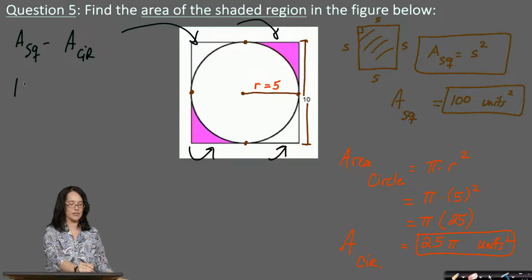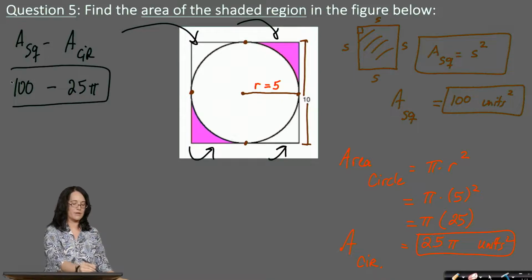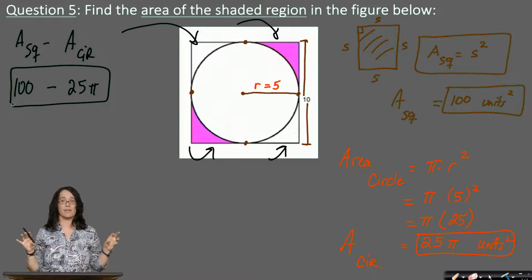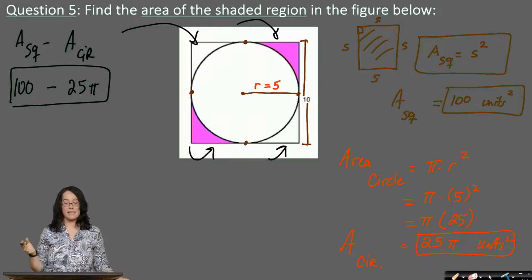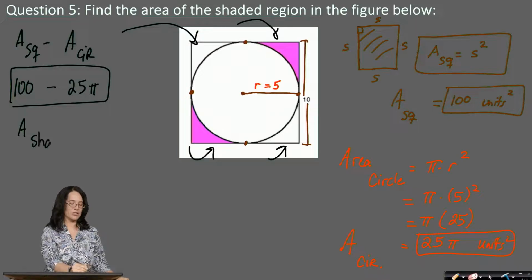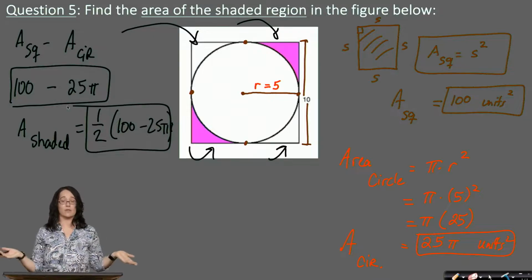So let's do that. We'd have 100 units minus 25 pi. That would be the answer when you add up all 4 of those corner pieces. But since they only want 2 of them, and there are 4 of them, what part of that answer do we want? 2 out of the 4, or 1 out of 2? So we want half of that. So for the area of the shaded region, I want half of that answer: 1/2 times parentheses, 100 minus 25 pi. And this is again in square units.